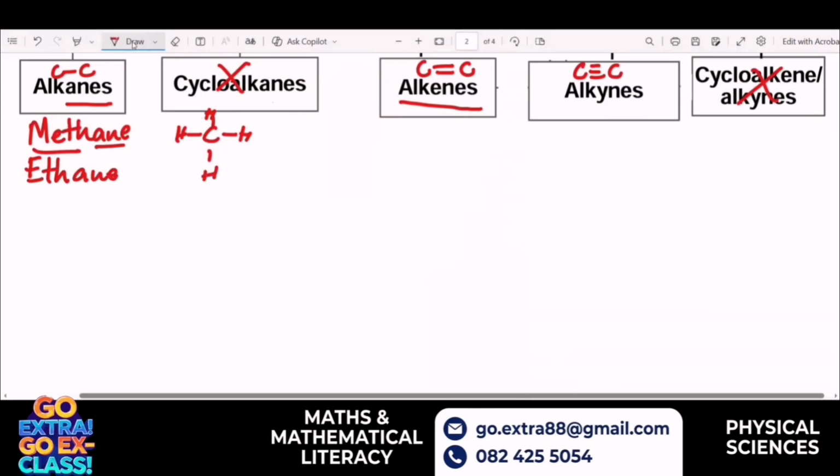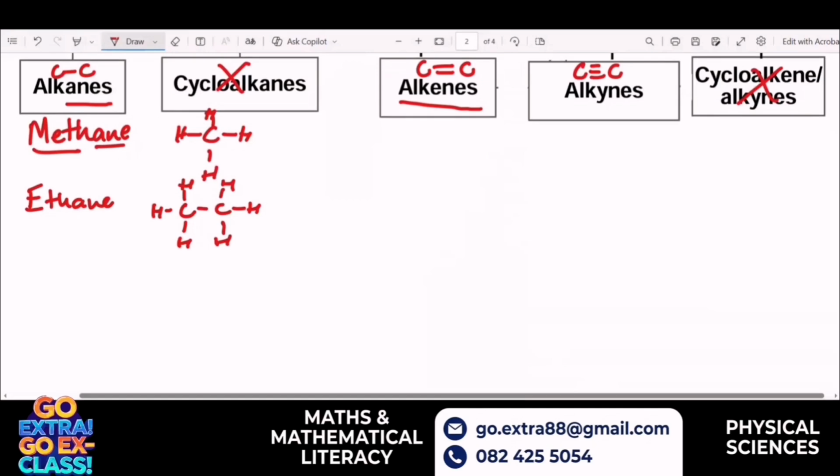Now, if you want to draw ethane, let me put it here and create some space. So this would be ethane. Eth means 2, so it's going to have 2 carbons. It looks more like this, and here are hydrogens, and each carbon has 4 covalent bonds around it. This is how ethane is going to look.